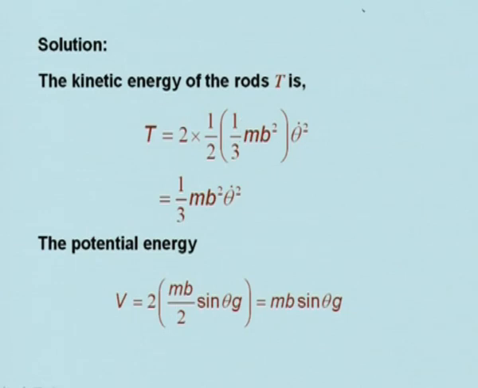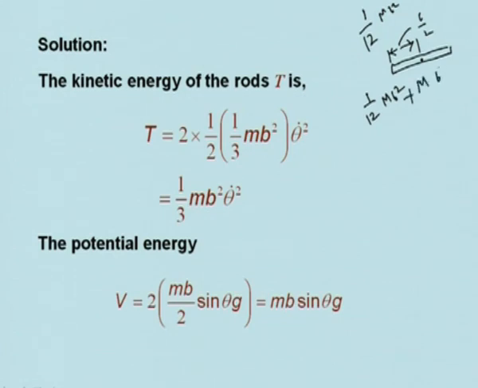About its mass center, its moment of inertia is 1/12 m b square, but about the fixed point it will be 1/3 m b square, because this is the rod and about the mass center it is 1/12 m b square, and this distance is b by 2. So this will be mass times b by 2, b square by 4. So you get 1/3 m b square theta dot square.